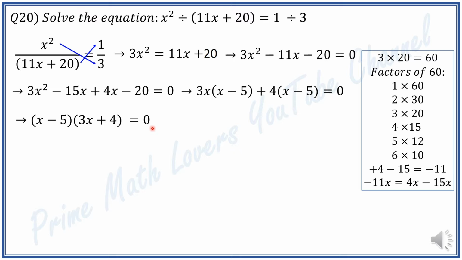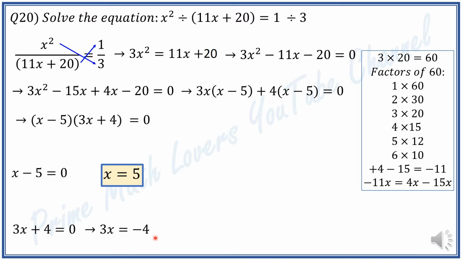When we have two factors multiplied together resulting in 0, it implies that each individual factor should be set equal to 0. First, we put x minus 5 is equal to 0. This means x is equal to 5. This is one of the roots of our equation. Or 3x plus 4 is equal to 0. We take 4 to the other side. 3x is equal to negative 4. And if we divide both sides of this equation by 3, we get x is equal to negative 4 over 3.